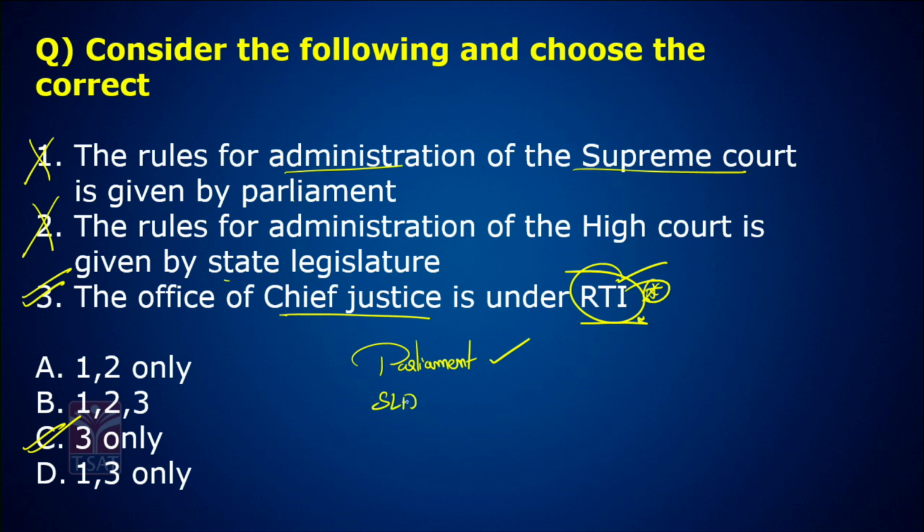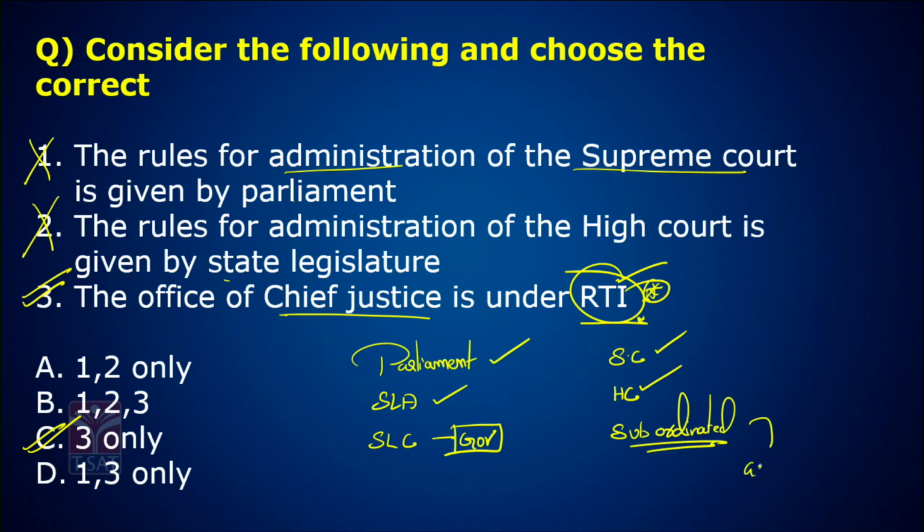The rules of the State Legislative Assembly is decided by the Assembly only. The rules of the Council is decided by the Governor. And the rules of the Supreme Court is decided by the Supreme Court. The rules of the High Court is decided by the High Court. And the rules of the subordinate court is decided by the Governor plus High Court together. They decide the rules, the administration, how they perform, how they will be, etc. Very important for the exam.